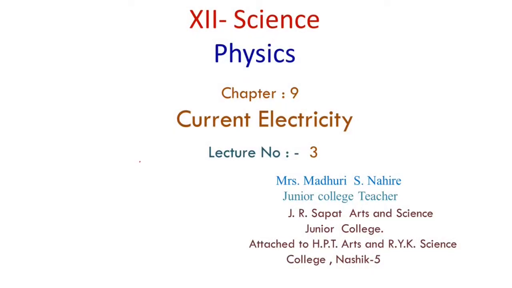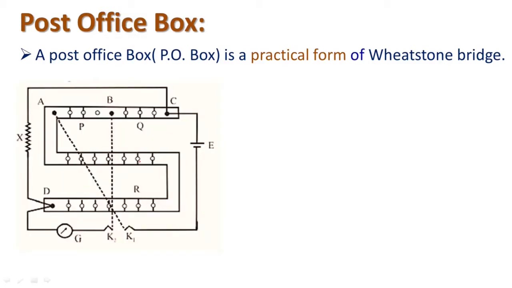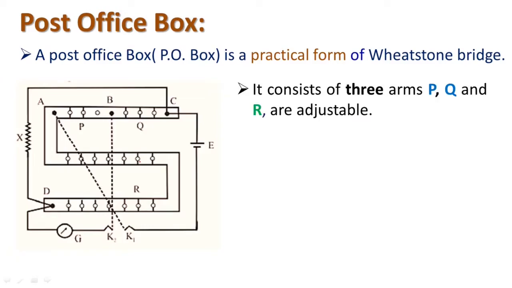In the previous video, we have seen about distance network and meter bridge. In this lecture, we are going to learn about one more application of Wheatstone's bridge used to measure unknown resistances. The instrument, post office box. Post office box, that is also called as PO box, is a practical form of Wheatstone's bridge. As shown in the diagram, it consists of three arms P, Q and R are adjustable.